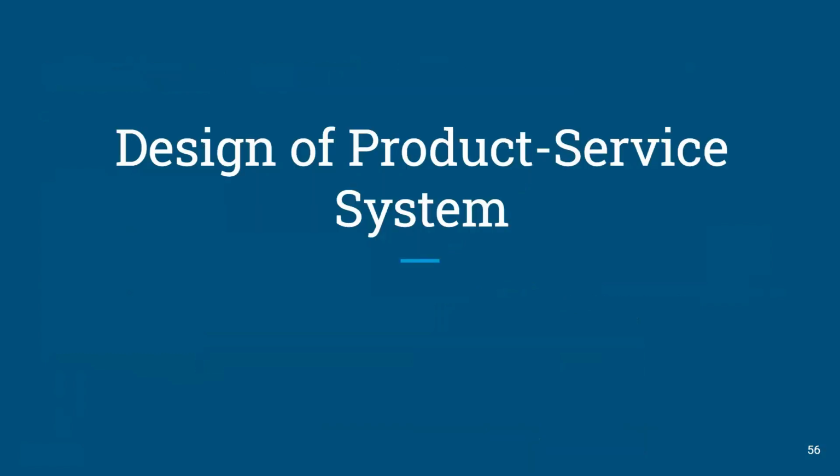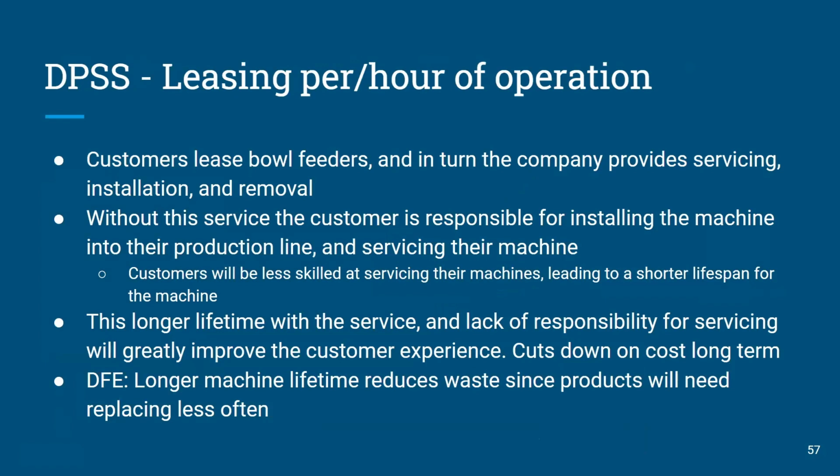All right, so design for product service system. We decided to go with a leasing per hour of operation system. Basically, customers lease the bowl from us per the hour they use it. The company handles all of the installation, servicing, and removal of the product. This allows for the product to have a longer lifetime because the company can guarantee that it is set up correctly and serviced correctly and at regular intervals. It also reduces the stress and responsibility of the customer to do all of this maintenance. In terms of DFE, the longer machine life from this improved servicing will reduce waste since the product will need to be replaced less often.